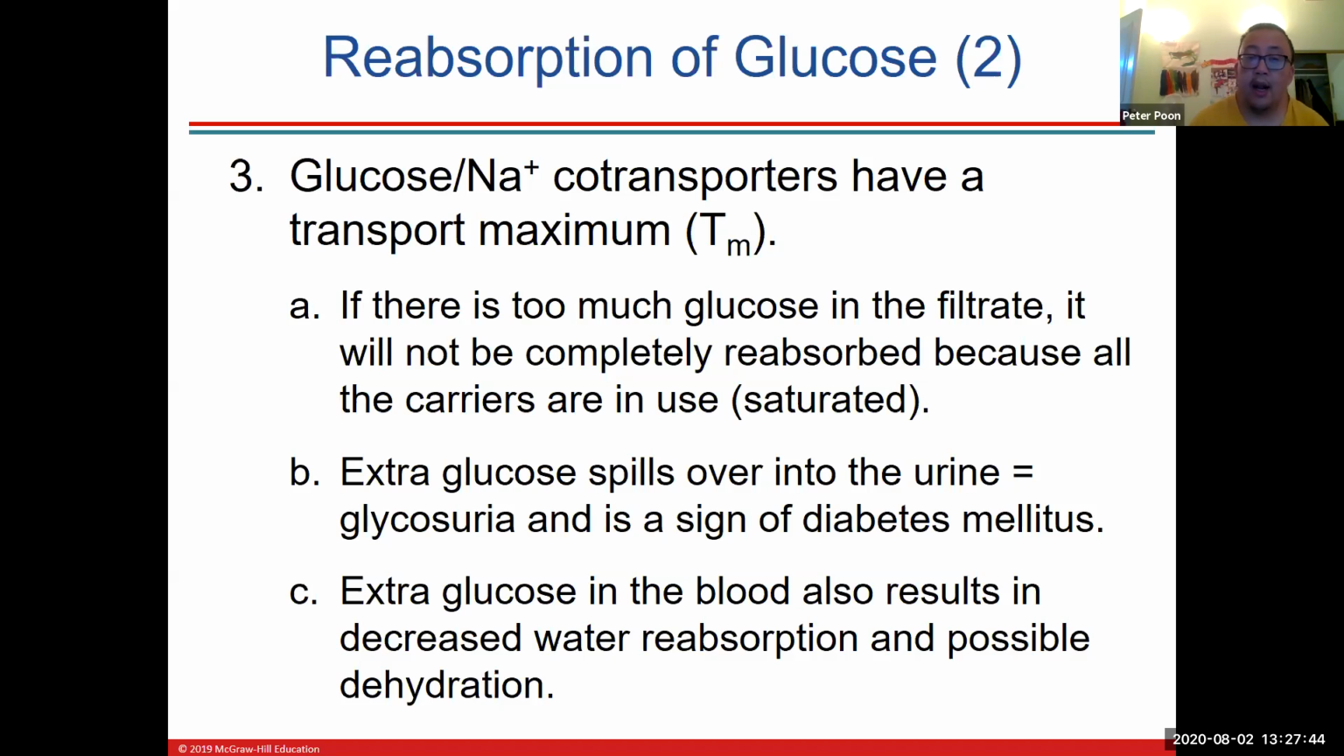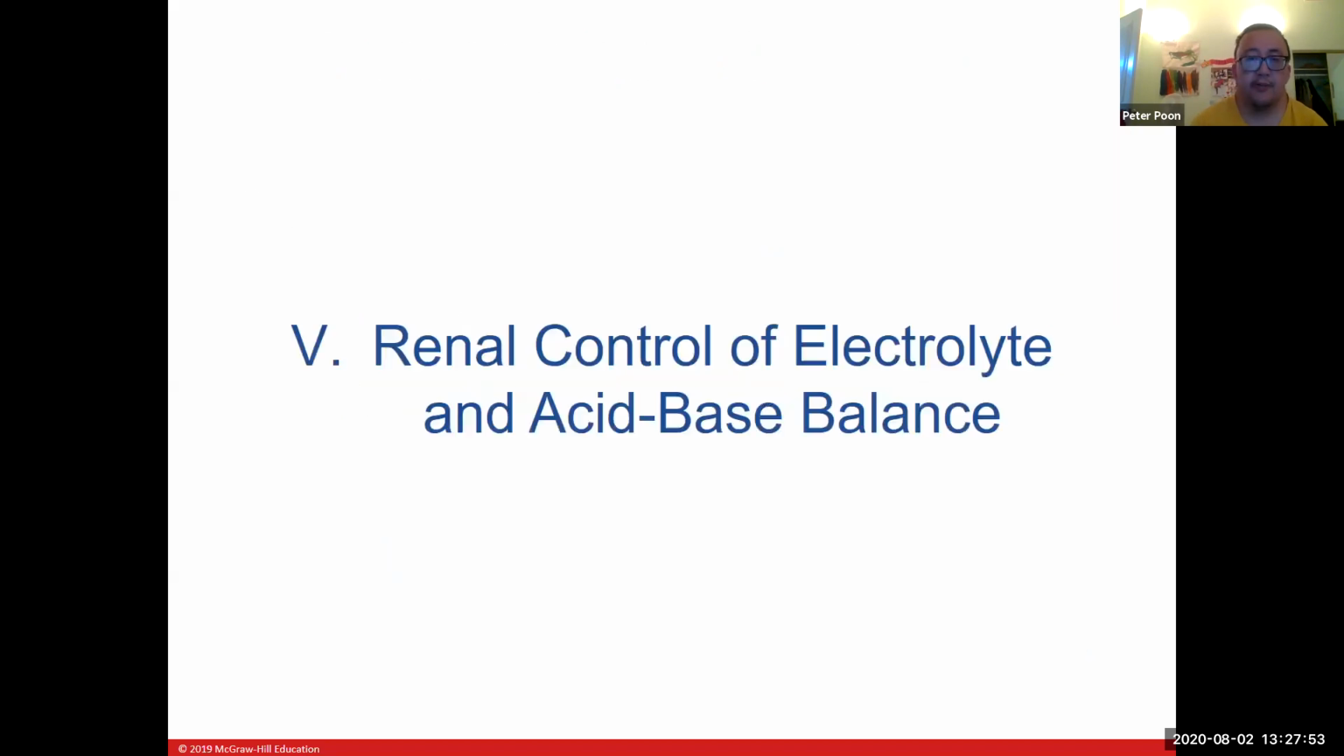Glycosuria, and that is a sign of diabetes mellitus, or diabetes. In the good old days, you guys used to have to taste the urine. So be happy for those dipsticks.